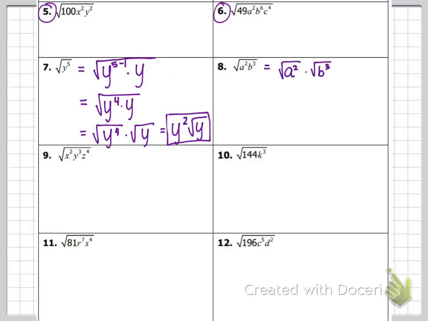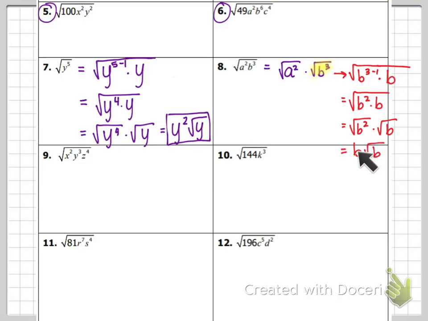Okay, so let's look at these separately again. So the square root of a squared, we know that that's going to be a, right? Because we just divide that number by 2. But this is not a multiple of 2. So we have to subtract 1. So 3 minus 1, and we're going to multiply that by b. So b squared times b. So 3 minus 1 is 2. And then we still have a b left over. We're going to simplify that piece. So 2 divided by 2 is 1. And we have 1b left on the outside, and we have a square root of b left on the inside.